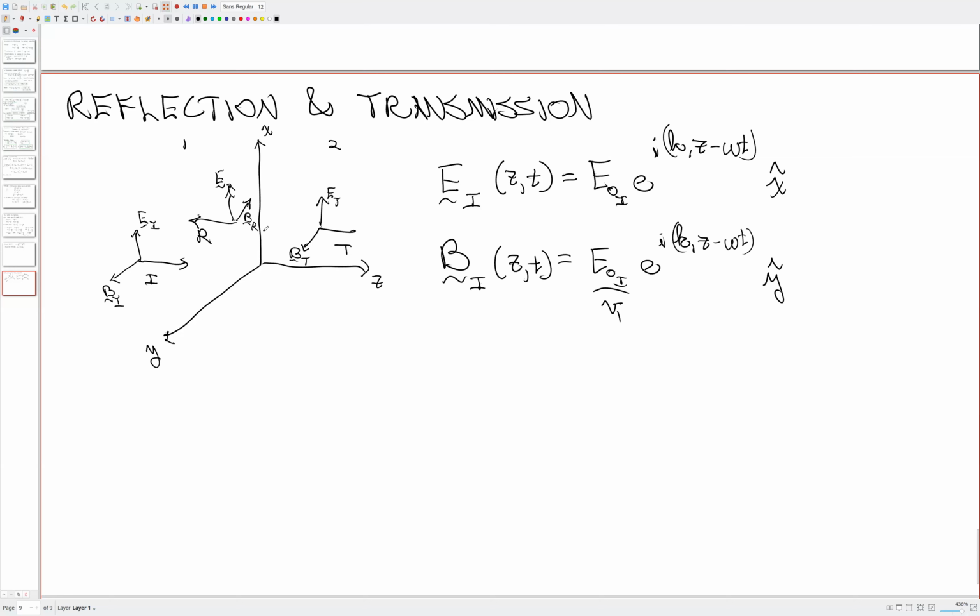You can make different choices and get the same physics. However, now having made this choice, we can parameterize the reflected and the transmitted waves. And it's just a slight variation on all of this. So first of all, the reflected wave.